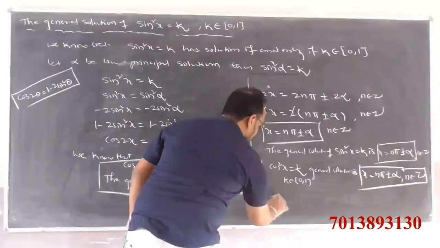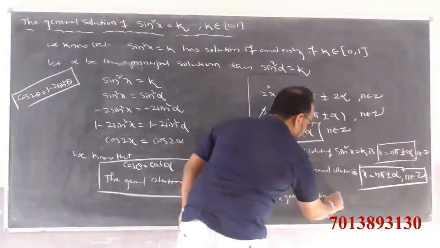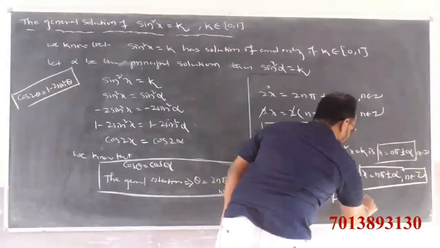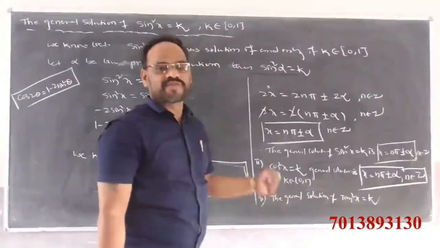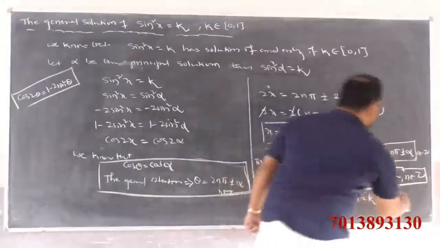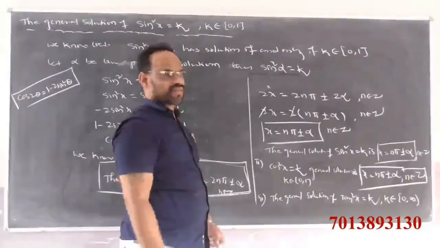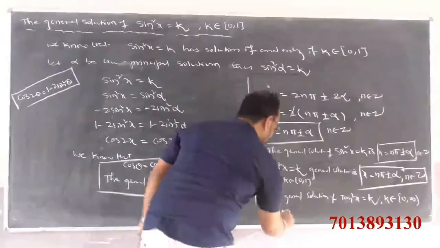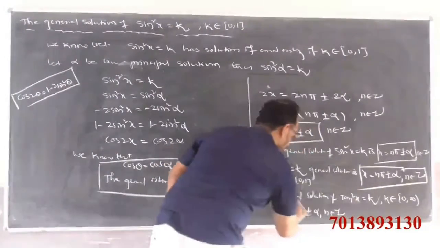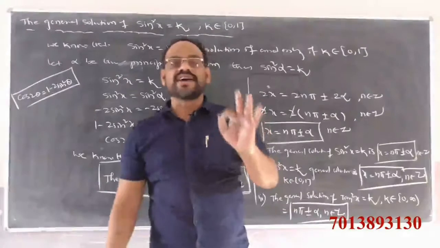Same as the general solution of tan square x equals to k. Here k belongs to the closed interval 0 to infinity. So the general solution is clearly n pi plus or minus alpha, where n belongs to Z. So, sin square x equals to k.